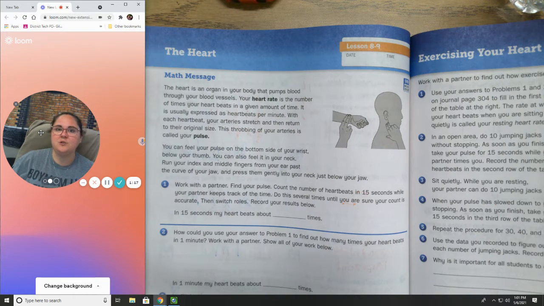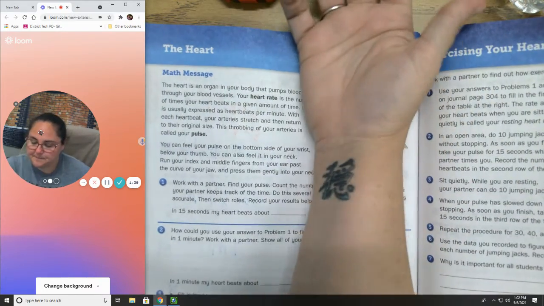We're going to talk about how to measure heart rate, and we're going to talk about things that could happen with it. So the first thing we're going to talk about is how you can find your heart rate and your pulse. Right here in our math message, it says you can feel your pulse on the bottom side of your wrist below your thumb. You can also feel it on your neck. So we're going to talk about the wrist really quickly.